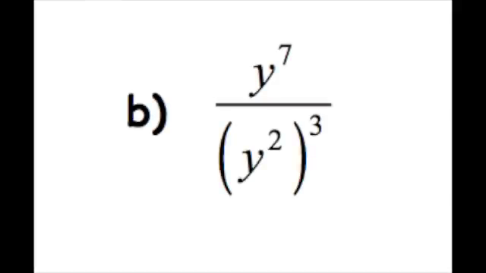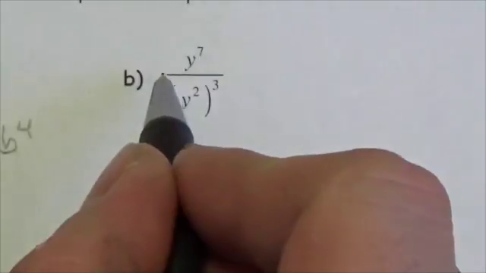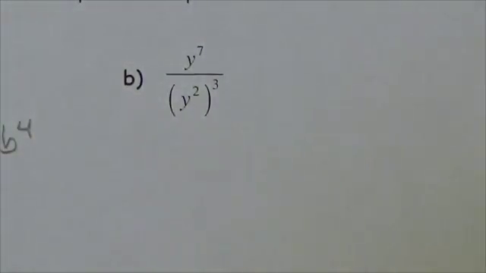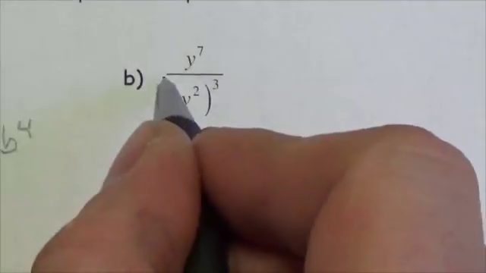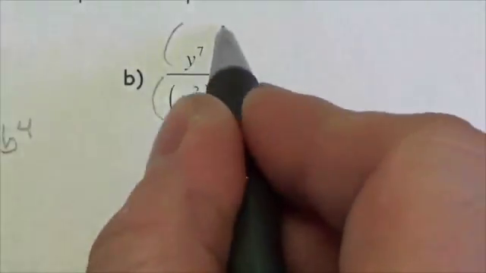y to the 7th divided by y squared cubed. Okay, so this one right here. Before we jump into this, just to remind you of something that you've probably looked at a long time ago, but may have forgotten at this point. That bar, what does it mean? Well, it means division. Yeah, but it also implies a set of brackets around the numerator and the denominator.